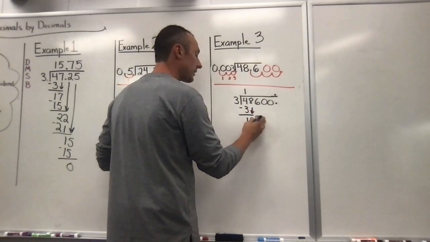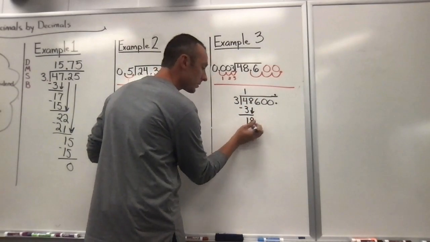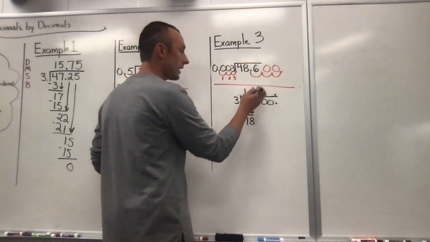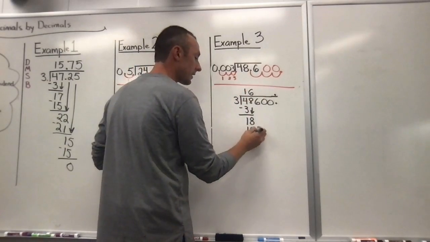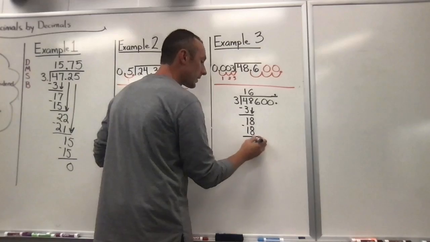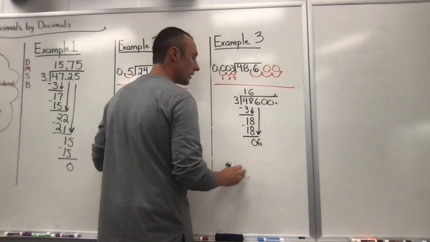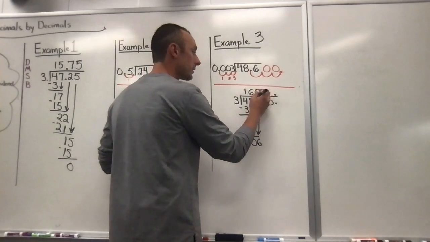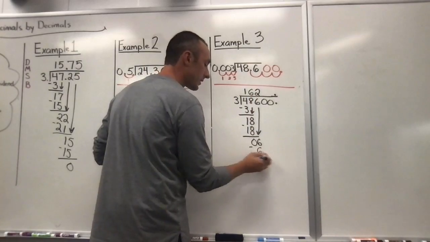Bring down my 8. Connect those. There we go. 3 goes into 18 6 times. That is 18. I subtract. I bring down my 6. 3 goes into 6 twice. That is 6. I subtract, 0.